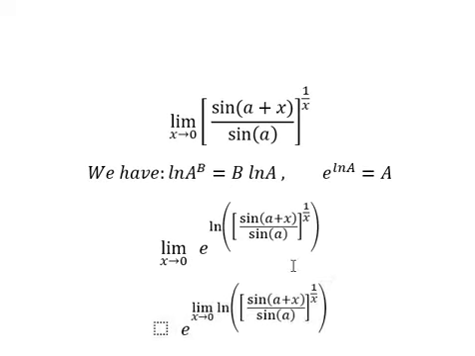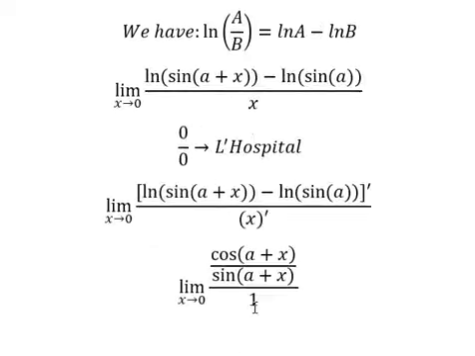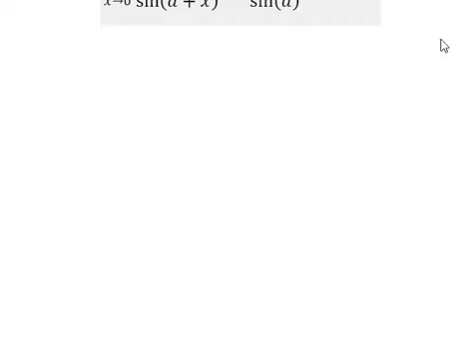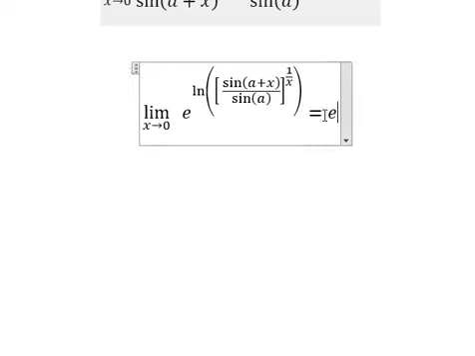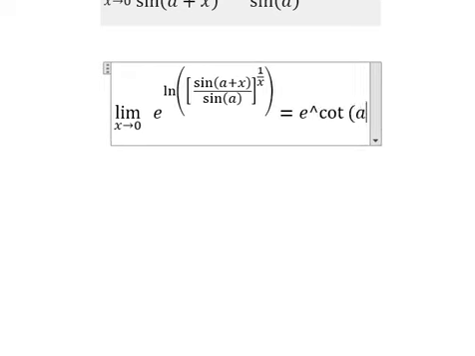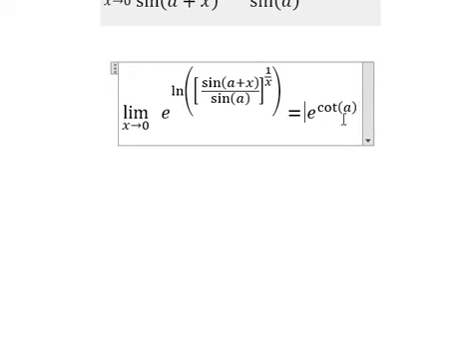Now we need to return back to here. So we know that this one is cotangent a. And this is the final answer. That is the end.